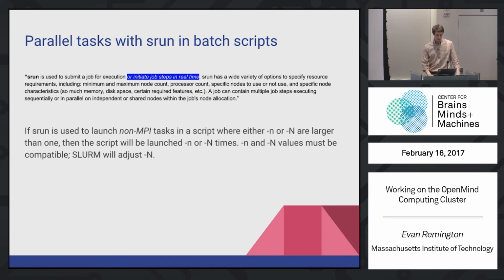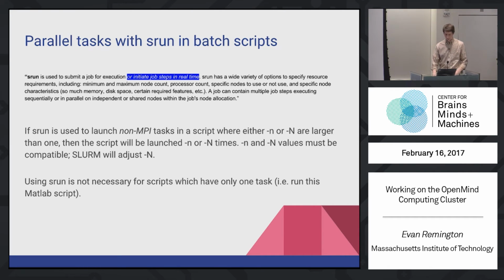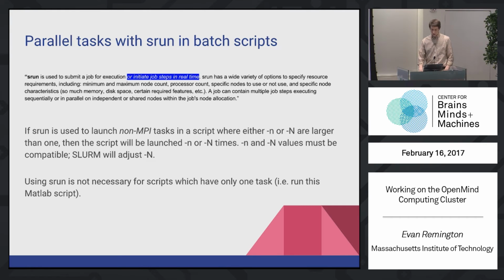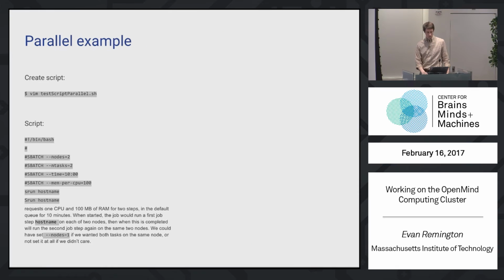And the way that works is you request your allocation in sbatch and say you're going to have 5 tasks. And then when you do your srun followed by the command you want, it does that command 5 times in parallel. Basically, that's really all it does. It's not necessary for scripts when you're just running one task. So let's give a quick example of that.